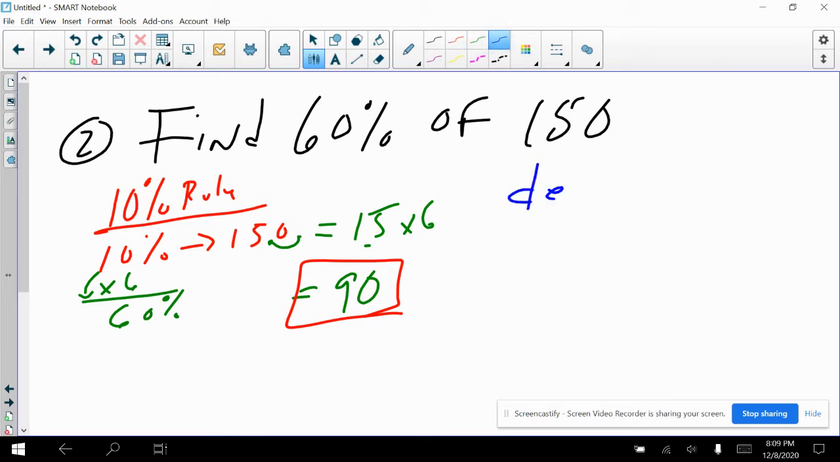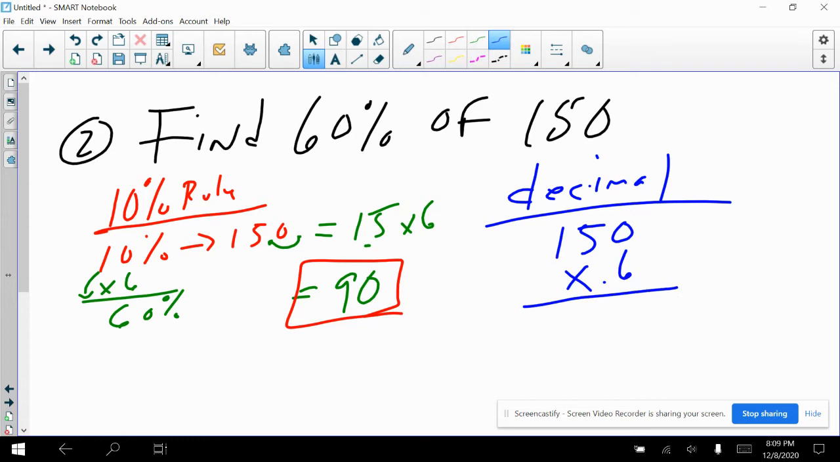Okay, so again, if we do it the old decimal way, right? If we take 150 times 60%, which is just 6/10, right? 6 times 0 is 0. 6 times 5 is 30, carry the 3, and we get 9. Okay, again, over here we have 1 decimal place. We have none here. So we start all the way over to the right. We go 1 decimal place over to the left. We place the decimal in there, and we end up with the same answer of 90.